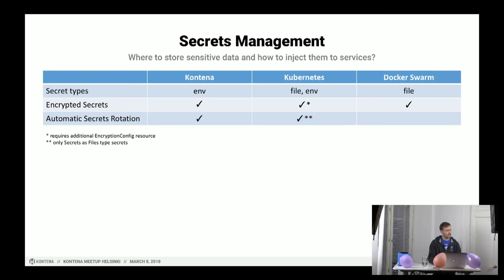And when you update the secrets, Kontena will deploy all services that are consuming the secrets automatically. With Kubernetes, if you are using the file system, the file system will be updated, but you have to somehow notify the running container or pod that the secret is updated. And Docker Swarm doesn't support any of this. You have to create a new secret and update the services to use that new secret.